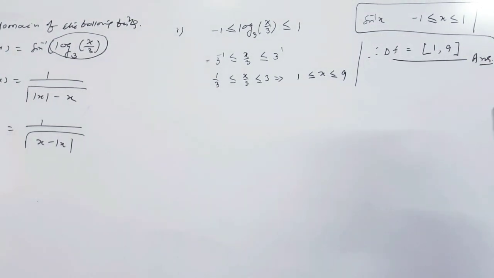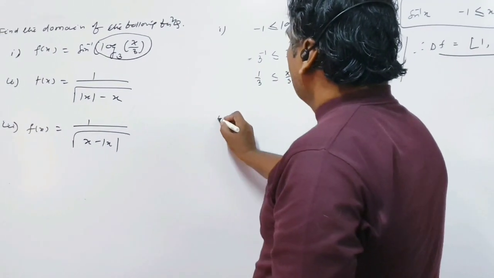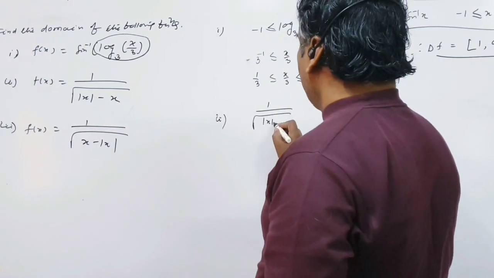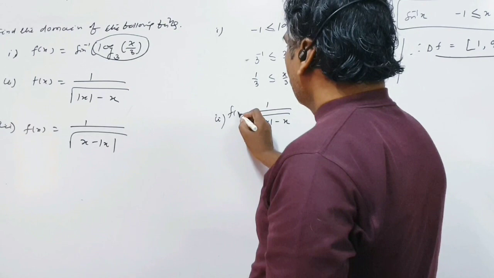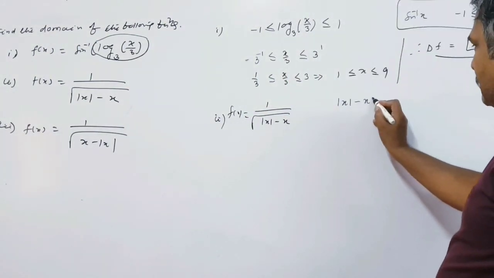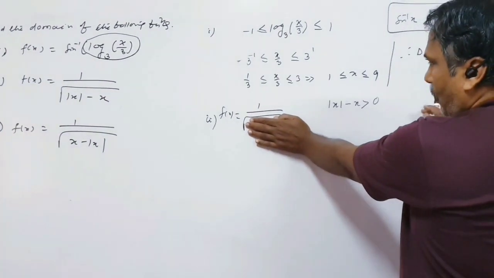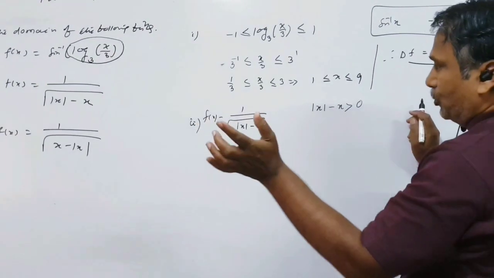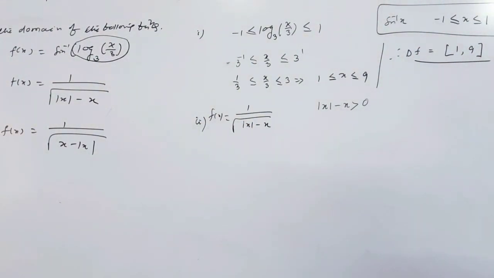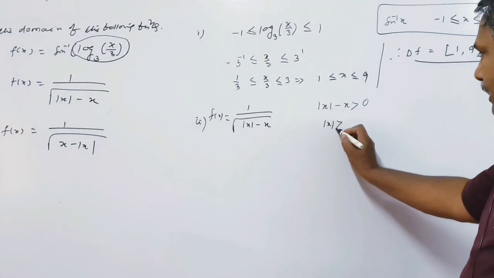Okay, now the second one. Here f of x is 1 by root of mod x minus x. The logic is that mod x minus x must be greater than 0. First, the root is given, and 1 by is given. Now case 1, case 2. So mod x minus x is greater than 0, or mod x is greater than x.